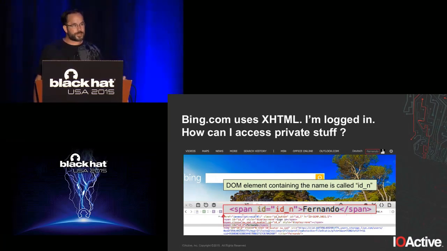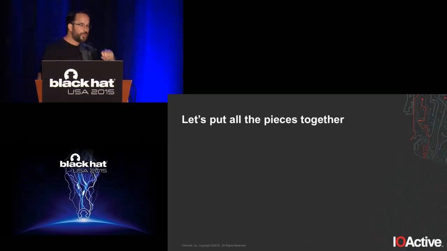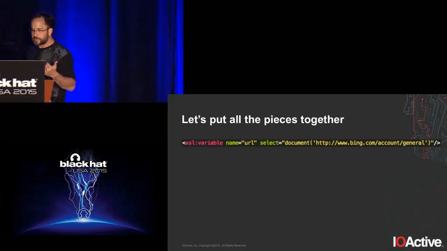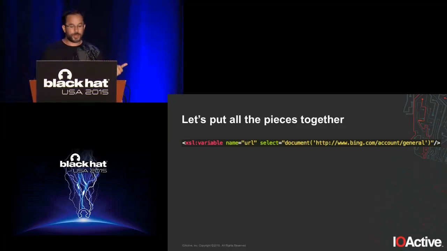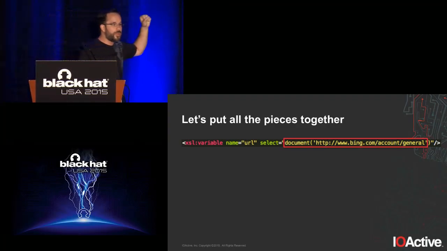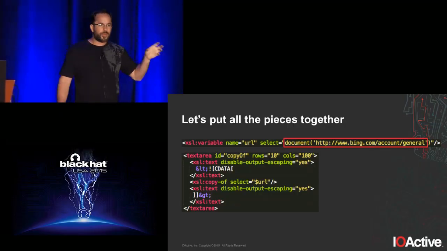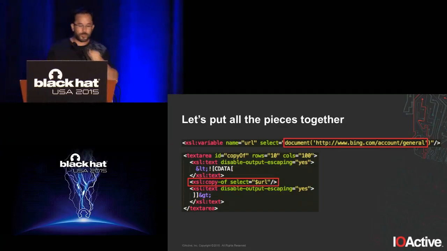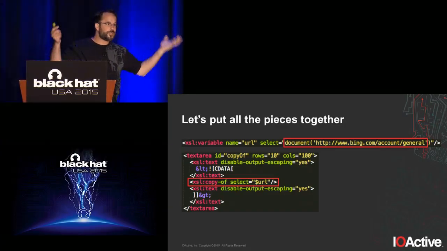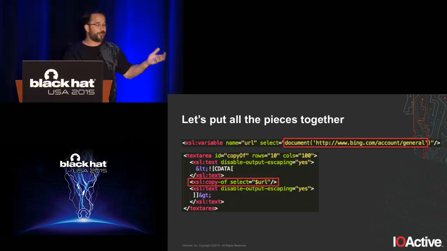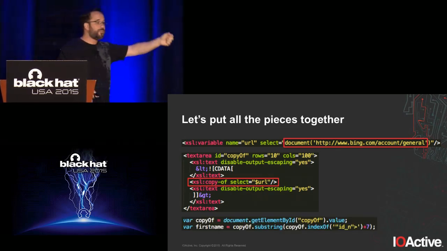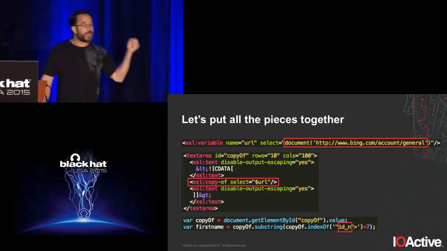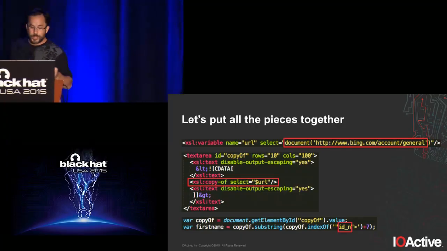So let's try to access this. We saw that we need a document function to access a web page, so let's access Bing.com with that. Then we will manipulate that information. We'll get it with, in here, copy-of. Since I'm better with JavaScript than with XSLT, once I have that in place, I will get the ID_n value that holds my name, and I will print it.